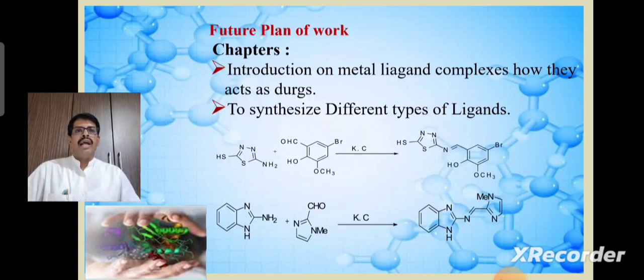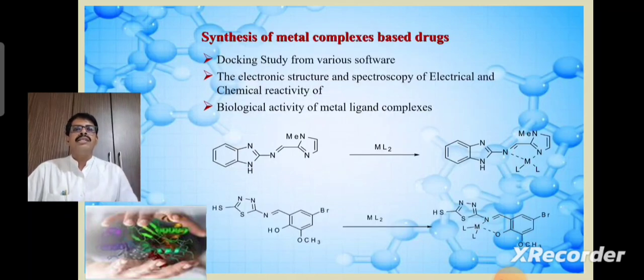Chapter: introduction on metal ligand complexes, how they act as drugs, and to synthesize different types of ligands. Here the ligands are prepared by two schemes as shown here. Synthesis of metal complexes based on drugs. With the ligand prepared in the above reaction, docking study from various software, the electronic structures and spectroscopy, and electrical and chemical reactivity of biological activity of metal ligand complexes.